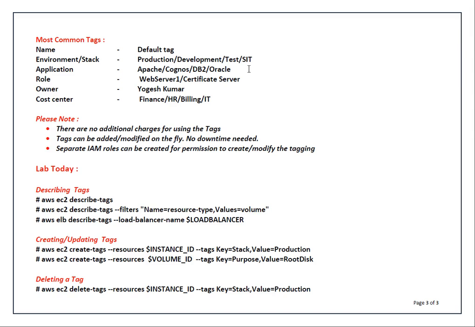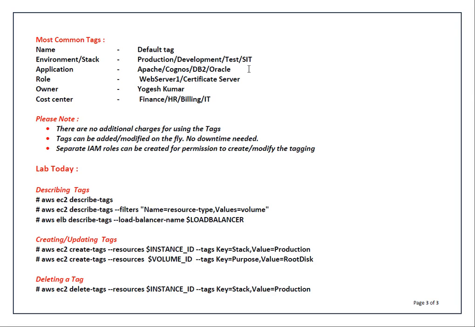Then you can put owner. Owner means who owns this server. You can put a name. You can put an email ID. Or you can put any unique information which can be useful for you in future. Then cost center. Cost center you can put like any numeric code if you got in your organization, or any string, let's say finance, HR, billing, or IT, or you got cost center 11111. So something whichever is identified or identifier in your company.